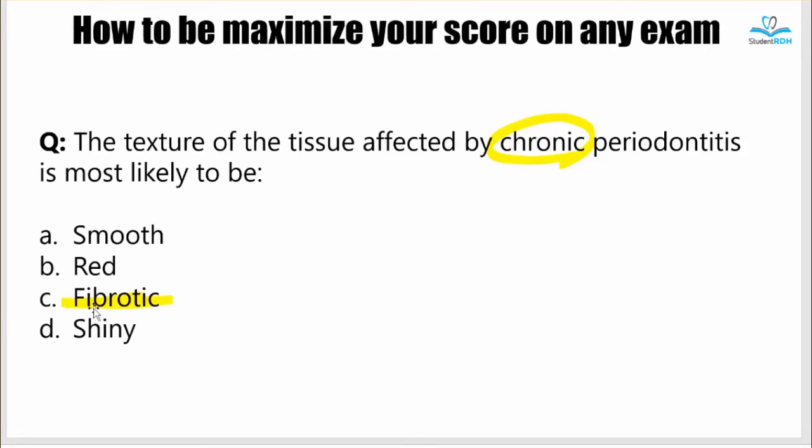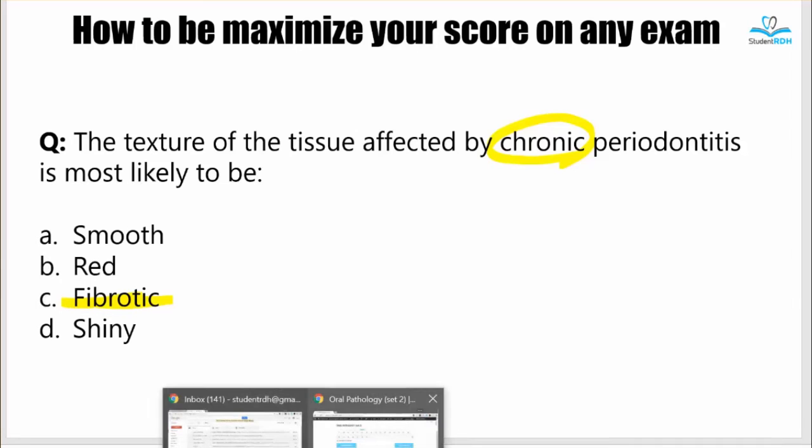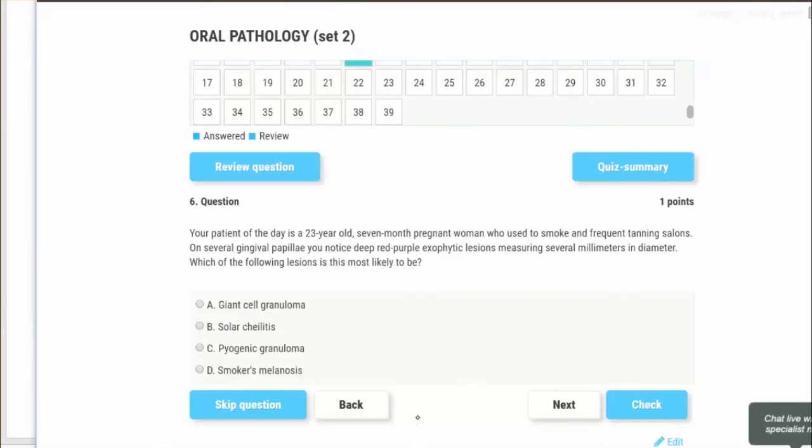So if we had our keyword that is chronic, our answer would be fibrotic. Because with acute periodontitis, there's inflammation. The gums are shiny, swollen, and red. With chronic periodontitis, there's more scar tissue that's formed because the disease has been there for a long time. So the scar tissue makes the gums look a little more fibrotic, and it's going to look tough. It's going to be a little more pale than red and shiny. I hope this helped. Let's just look at one more example that's coming directly from the Student RDH website.